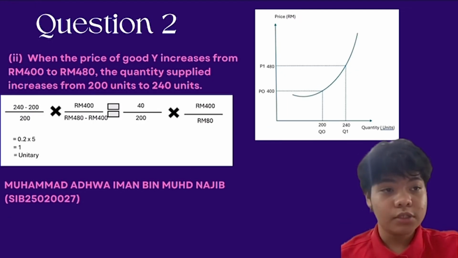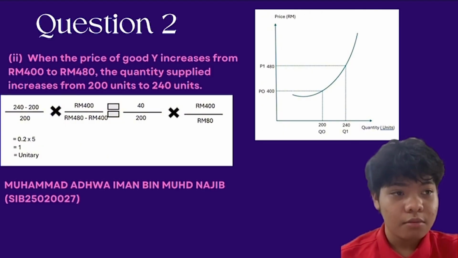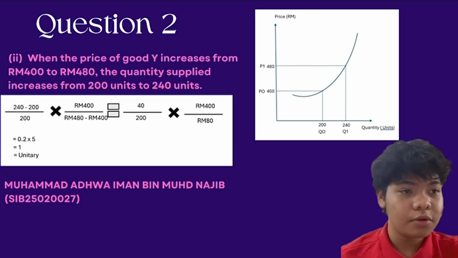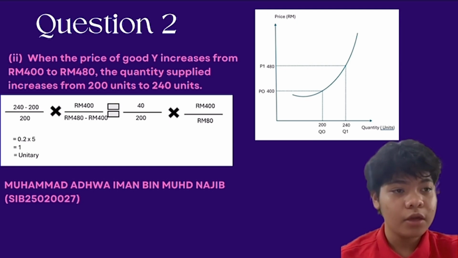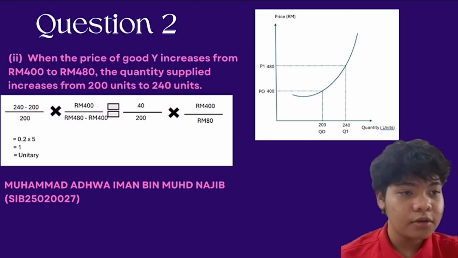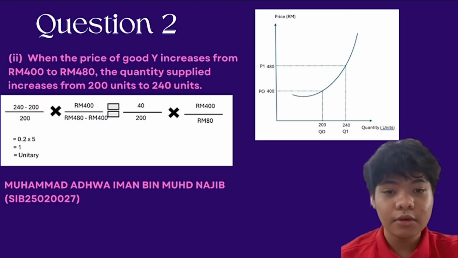Now for the second question, when the price of good Y increases from 400 ringgit to 480 ringgit, the quantity supplied increases from 200 units to 240 units. By referring to the formula, 240 minus 200 over 200, multiplied by 400 over 480 minus 400, equals 40 over 200 multiplied by 400 over 80. This gives us a PES of 1, which is unitary elasticity.